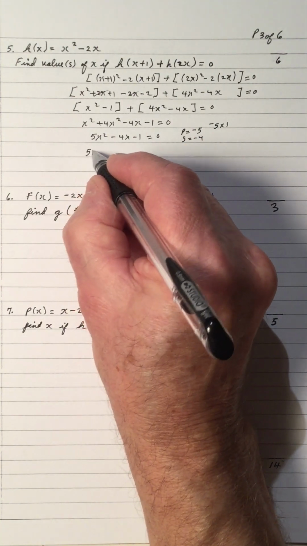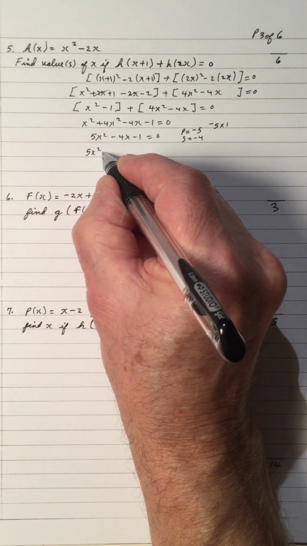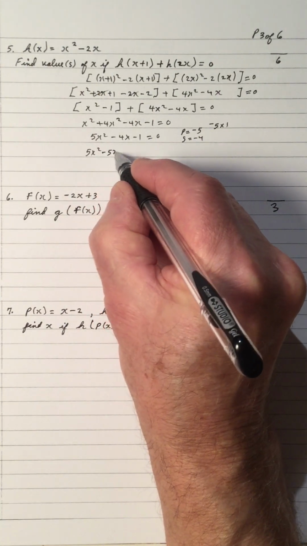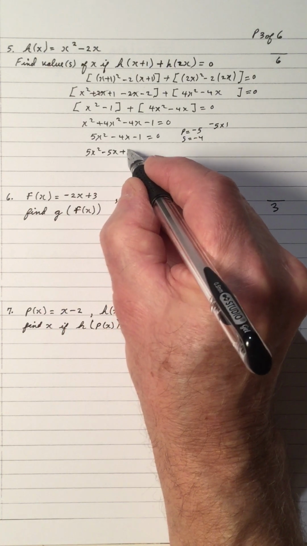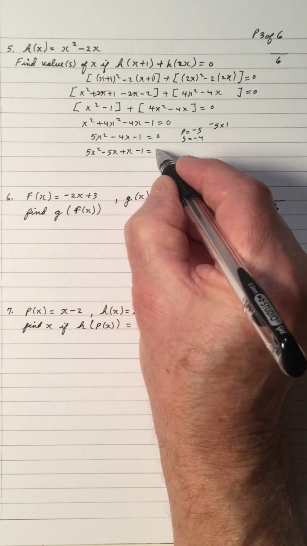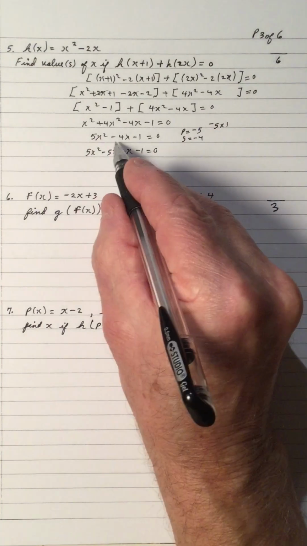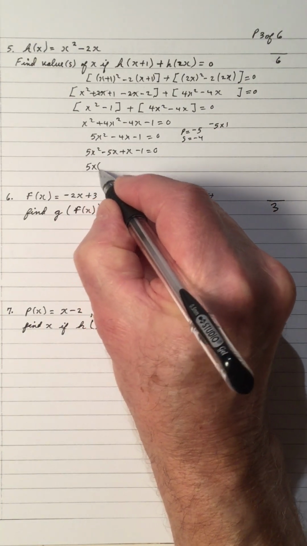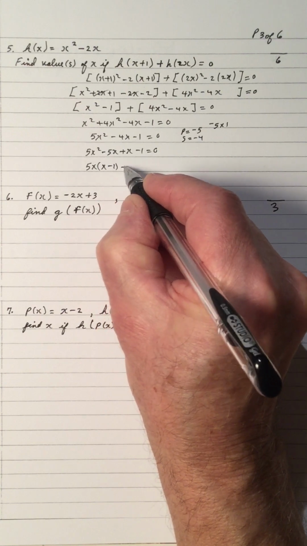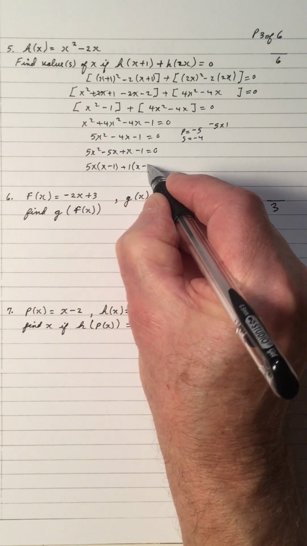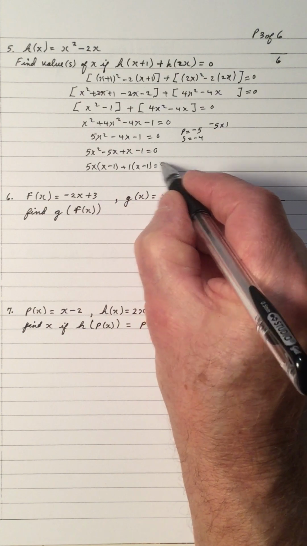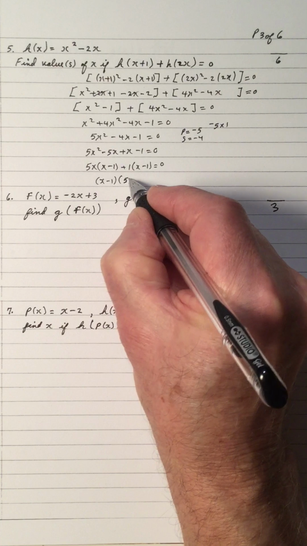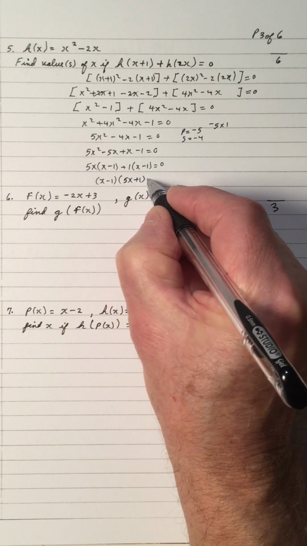So we got 5x squared. And the 4x is made up of negative 5x plus 1x minus 1. So these are the two factors that replace negative 4x. Now 5x is common, so we take it out. And we take 1 out of these two. So x minus 1 is common, and 5x plus 1.